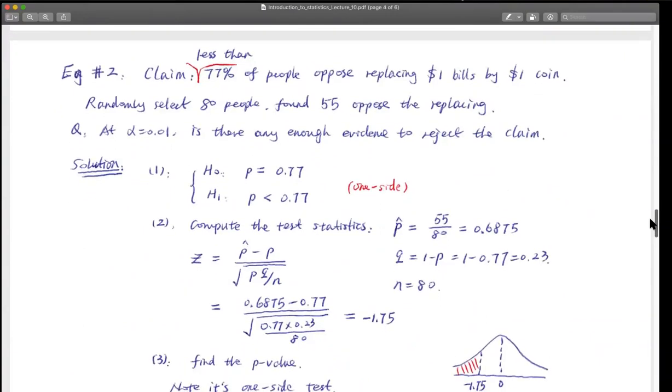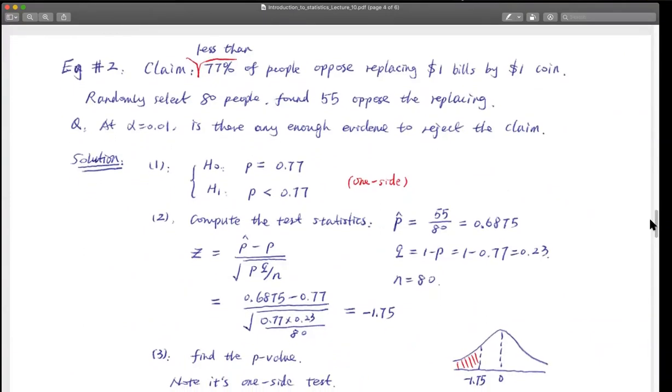Example number 2. Claim: less than 77% of people oppose replacing the dollar bill by the dollar coin. You see sometimes if they try to confuse people, they usually use the double negative, is that right? They say less than 77% of people oppose, they don't like this idea. If I'm trying to translate that, but it's less than, that's a little bit tricky, right?